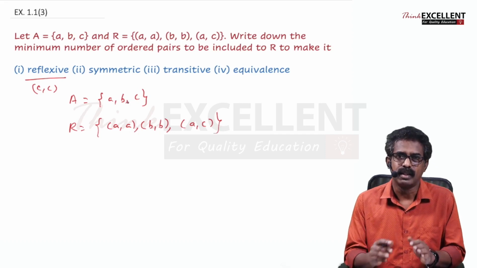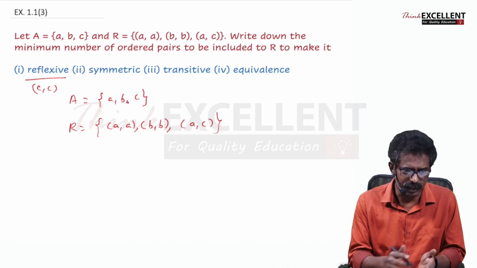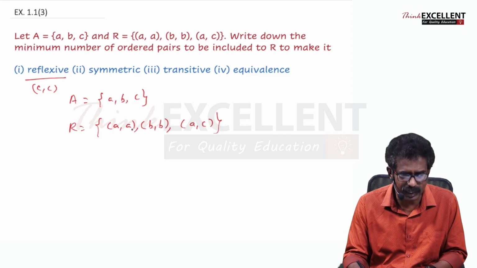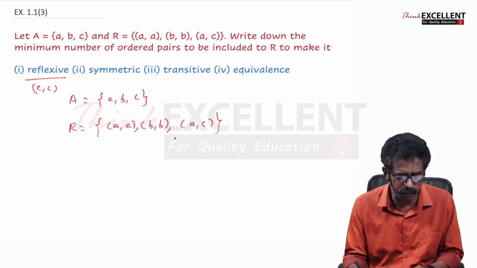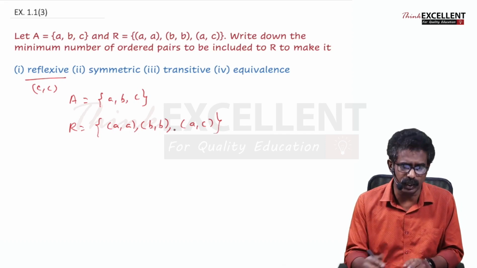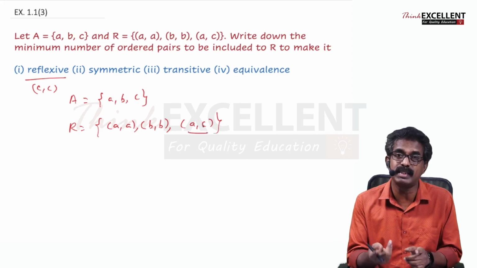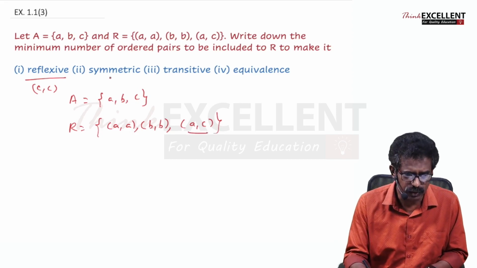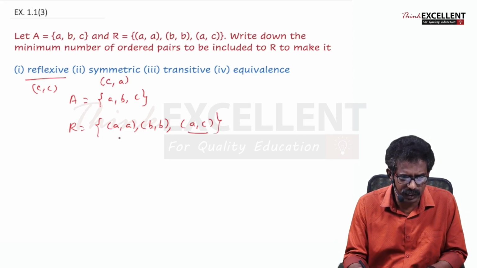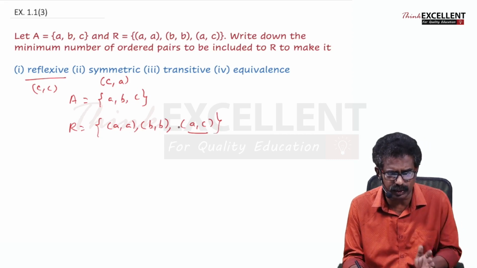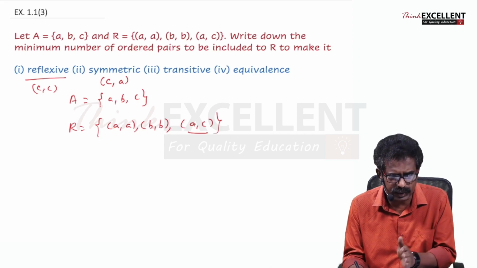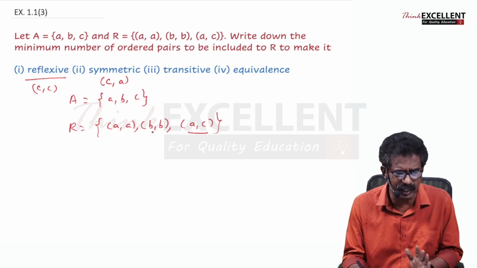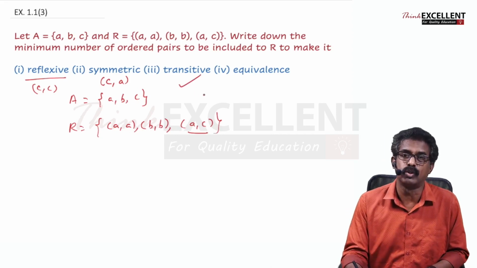Symmetric. If A is related to B, B must be related to A. So here A comma A, even if you reverse, it is A comma A only. B comma B, if you reverse, B comma B only. A comma C, if you reverse, C comma A is not there. So to make it symmetric, you have to include C comma A. Transitive, A related to A related to C. So A related to C, B related to B, then B is not related to any other element. A related to C, then C is not related, nothing is there. So it is transitive, nothing to be included.